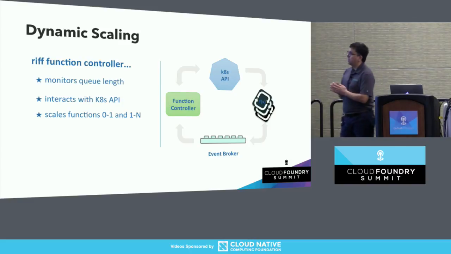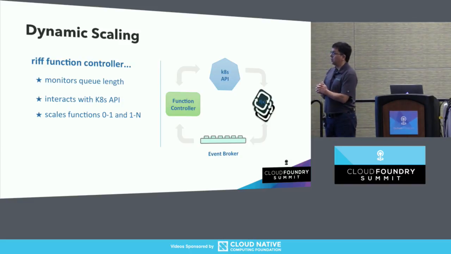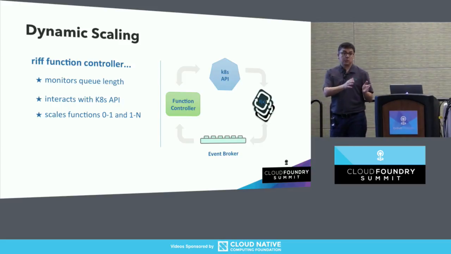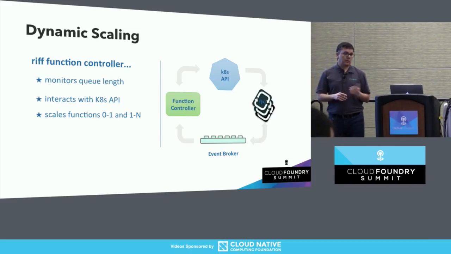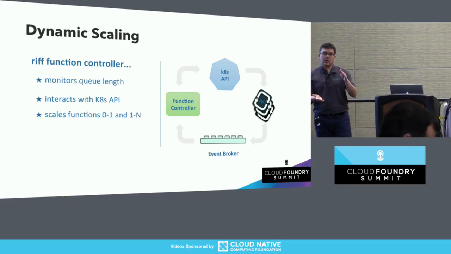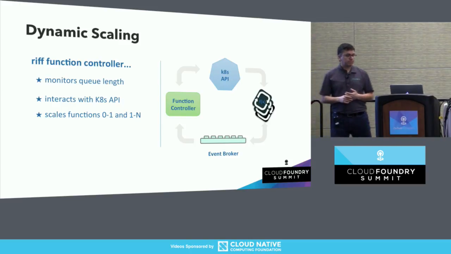Given the scaling nature of the function controller, the first thing it's going to do is look at the queue length of the event broker to determine whether I need more instances or not. Then it's going to interact with the Kubernetes API to add more replicas. It goes first from 0 to 1, and then from 1 to n. You can specify the max number of replicas. There is a max replica attribute in your function YAML that will help you. You'll see that.